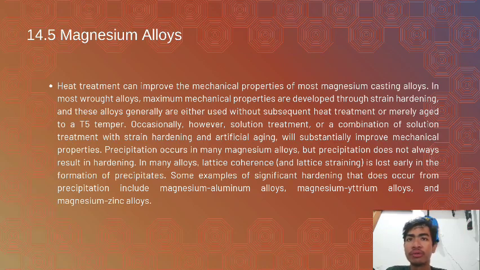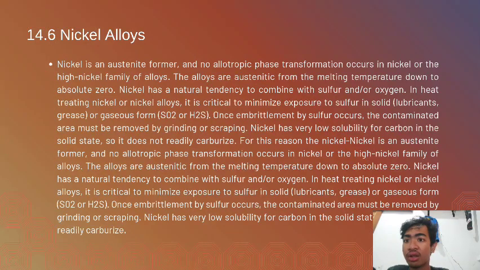Heat treatment can improve the mechanical properties of most magnesium casting alloys. In most magnesium alloys, maximum mechanical properties are developed through strain hardening, and these alloys generally are either used without subsequent heat treatment or merely aged to a T5 temper. Occasionally, however, solution treatment or a combination of solution treatment with strain hardening and artificial aging will substantially improve mechanical properties.